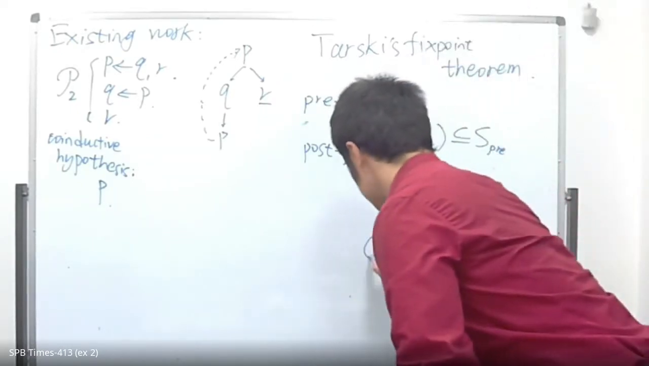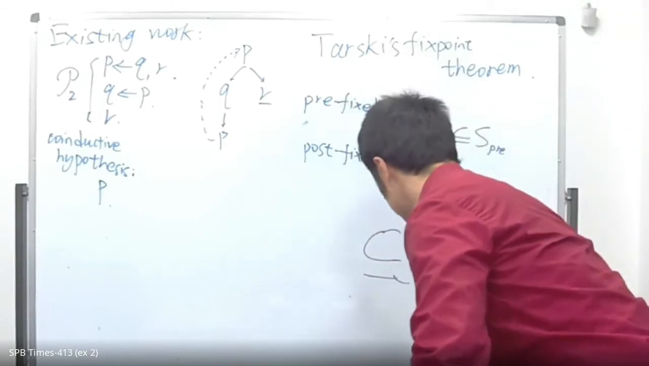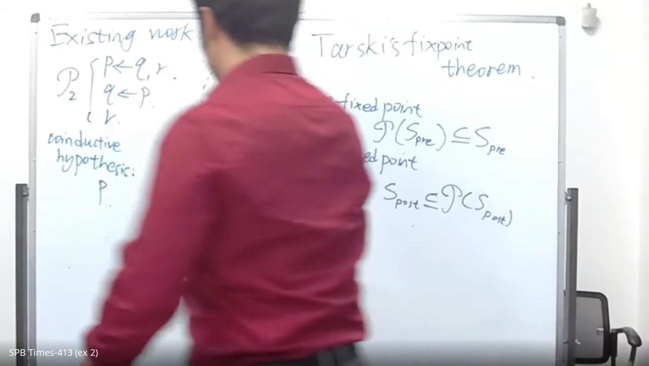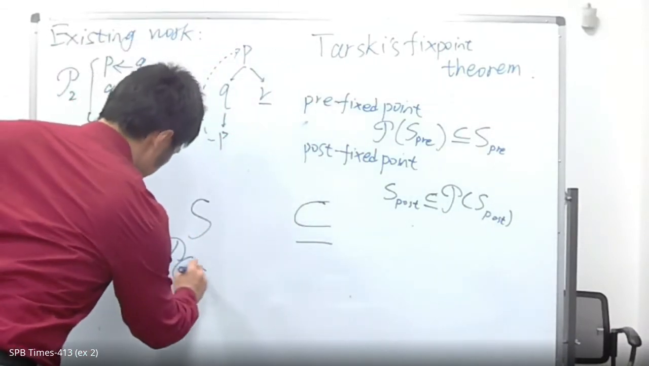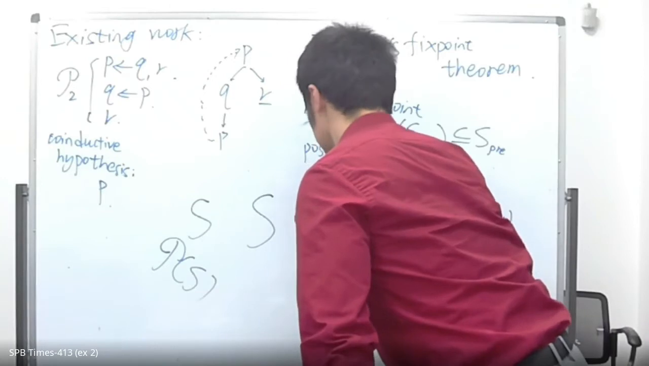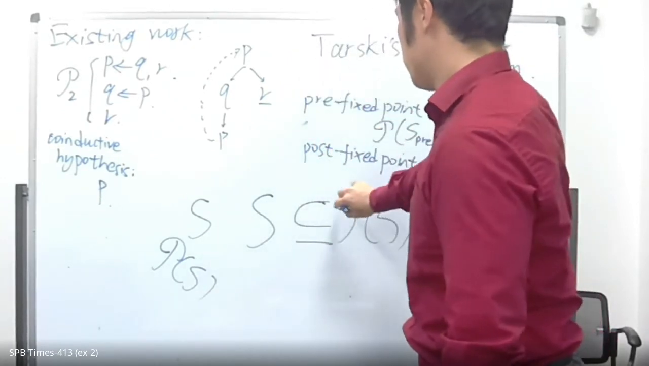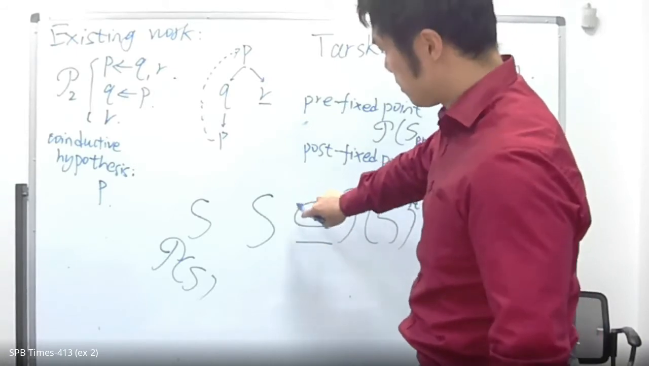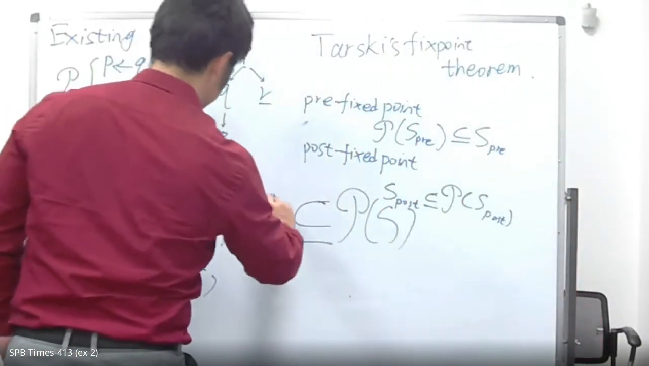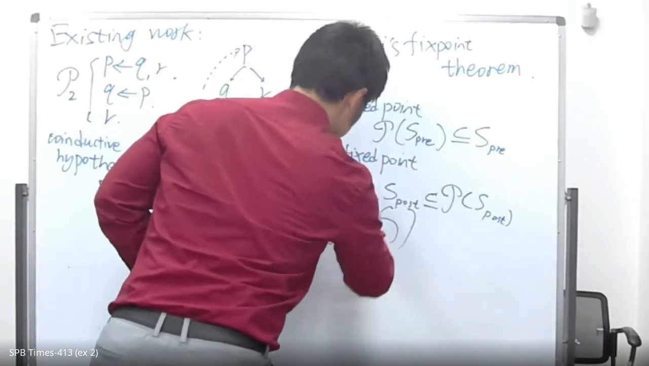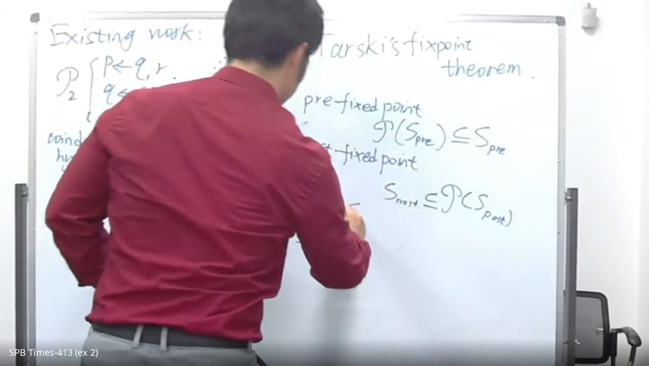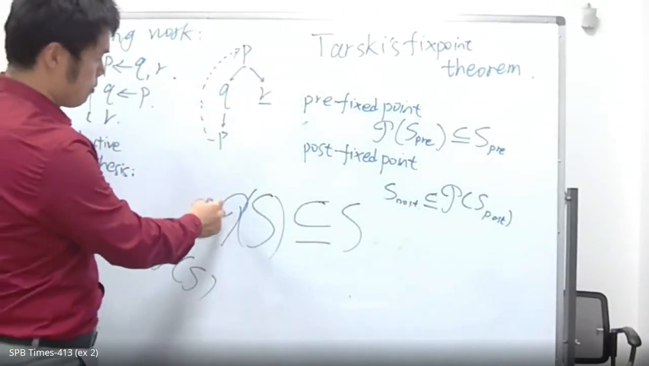We have, in the spotlight, this subset-equal relation. And we have a set and the result of applying the operator to this set. If the operator is on the right hand side of this symbol, this set inclusion symbol, we call it a postfixed point. And if the operator is on the left hand side, we call it a prefixed point. In this case, S is called a prefixed point of this operator P.